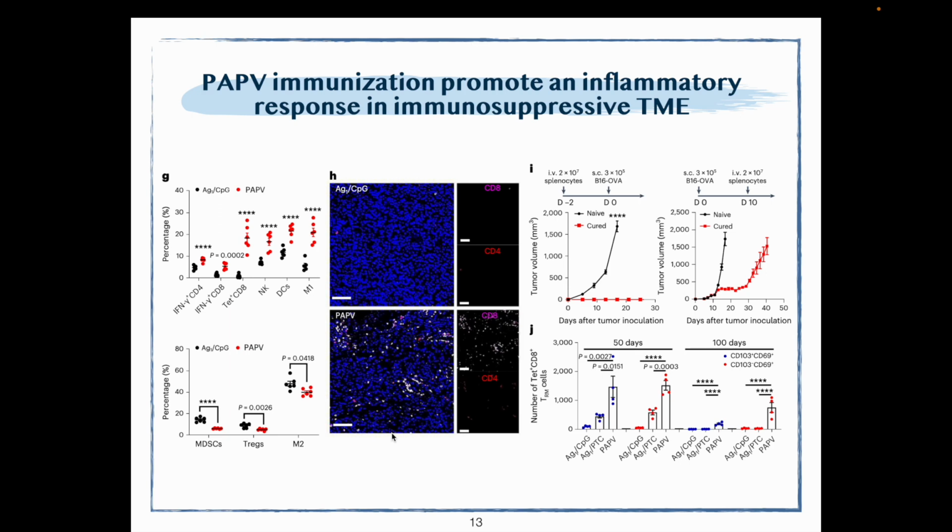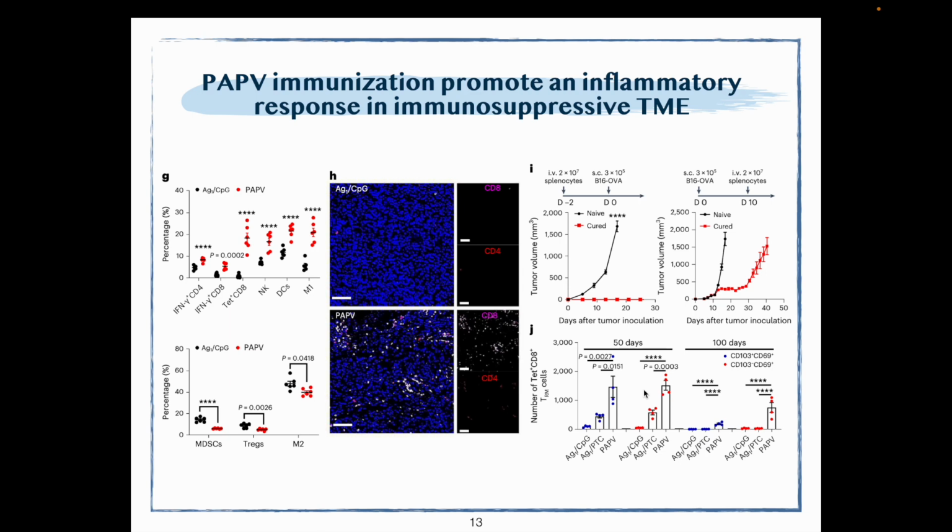And given that memory T cells play a critical role in prolonged protection against cancer, they next tested whether PAPV treatment generated memory T cells by adoptive transfer of the splenocytes. And we can see that in Figure I, when splenocytes were transferred and then tumor cells injected, it resulted in tumor inhibition. And if we implanted tumor cells first and then transferred the splenocytes, we can see a delay of the tumor growth.